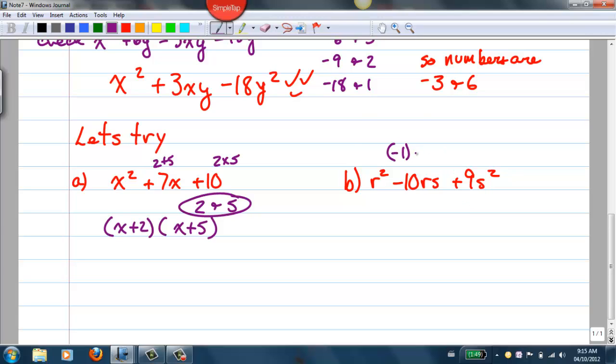Next one, same idea. Two numbers that have a product of 9 and a sum of negative 10. So we go r, negative 1 and negative 9, so r minus 1s and r minus 9s. The s's make up that s squared term at the end.